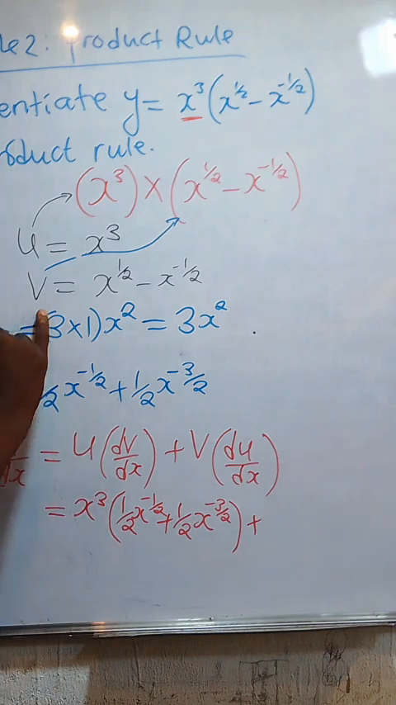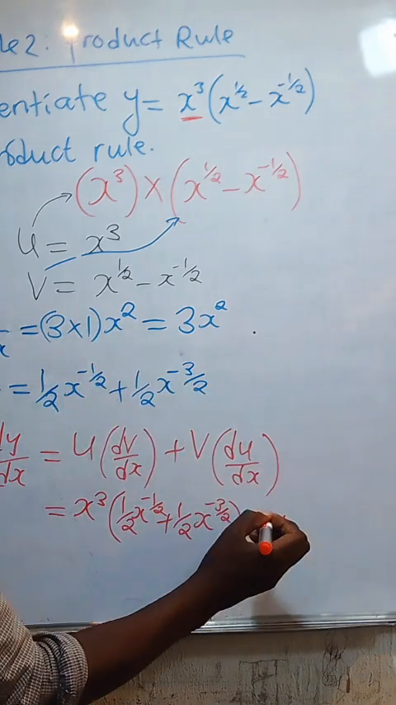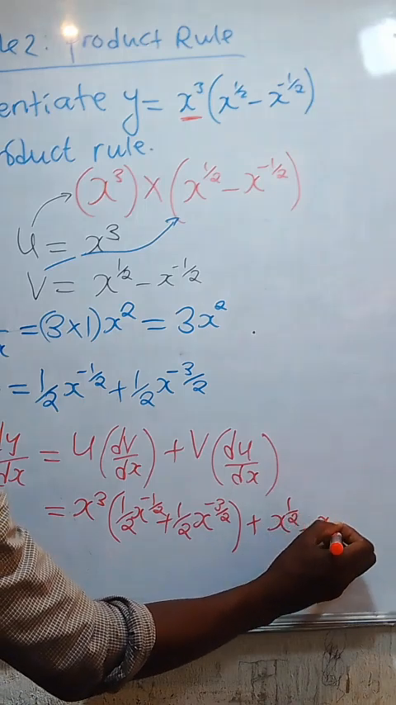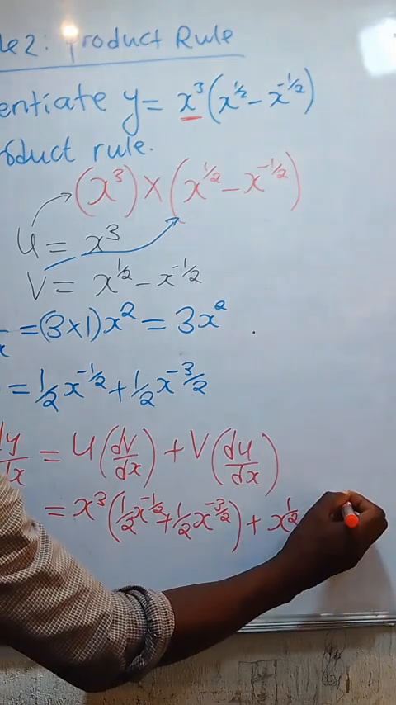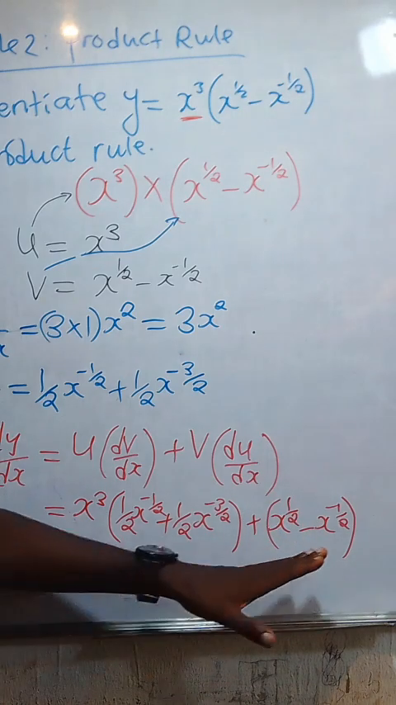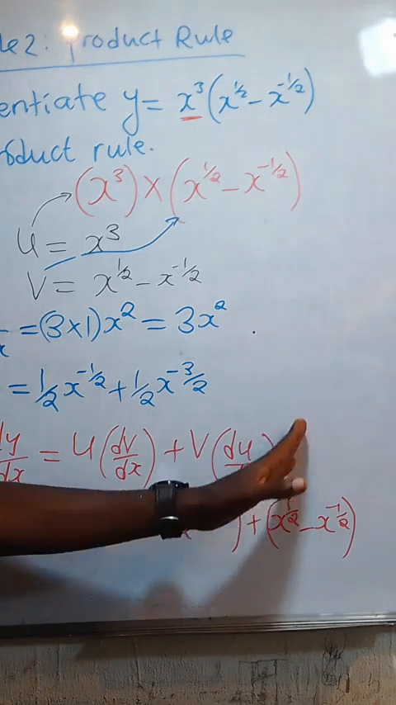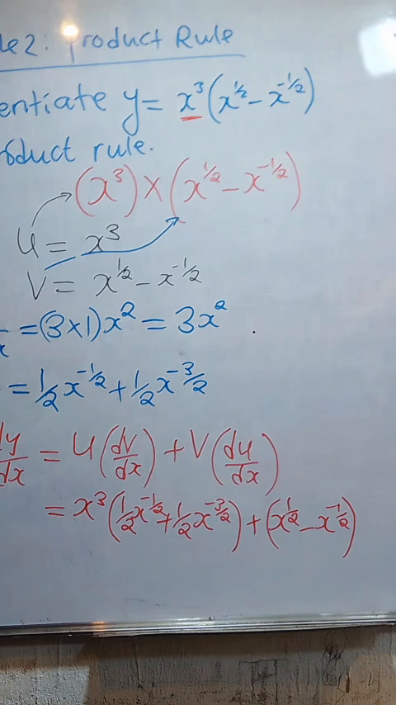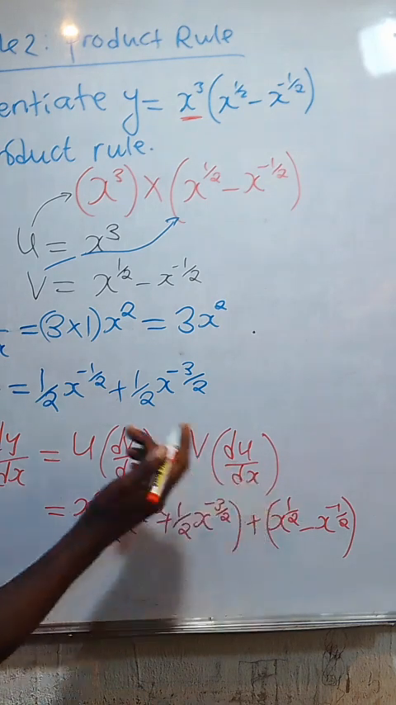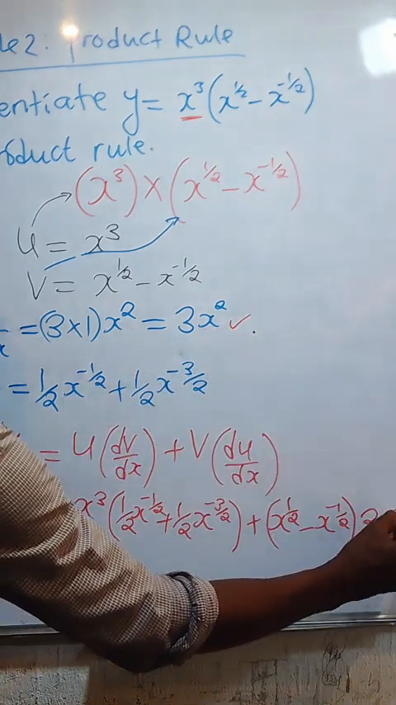Okay, so now this v is x to the power half minus x to the power negative half, okay? Now you can simply switch, okay? This one can be on the other side or on the far side of that, okay? So du dx is this one, so okay.